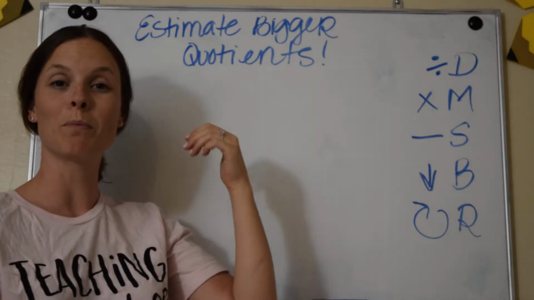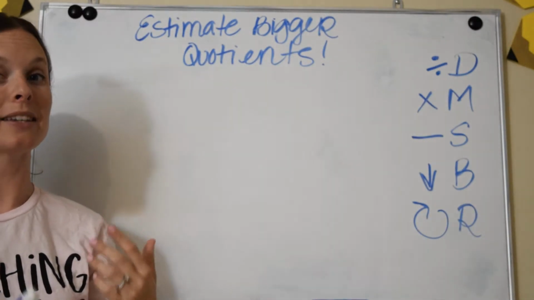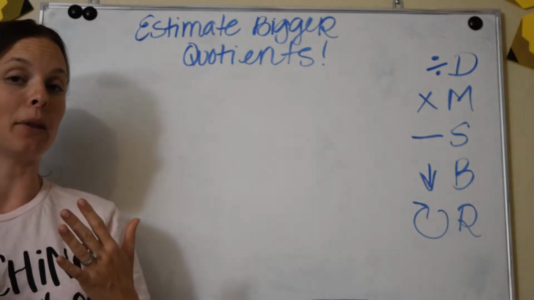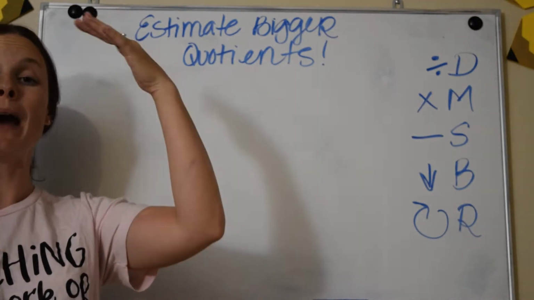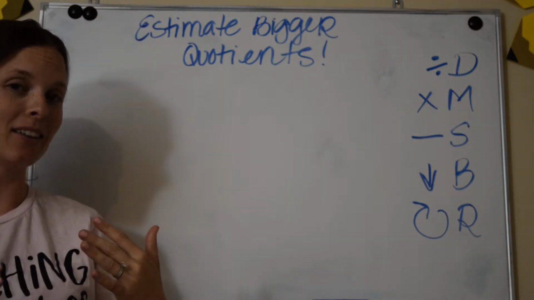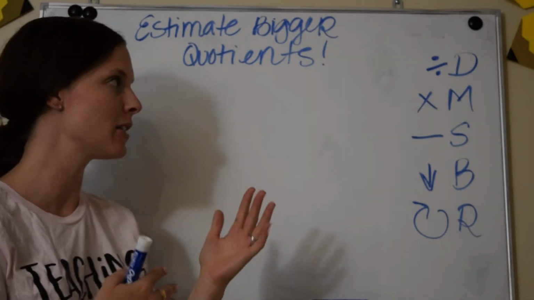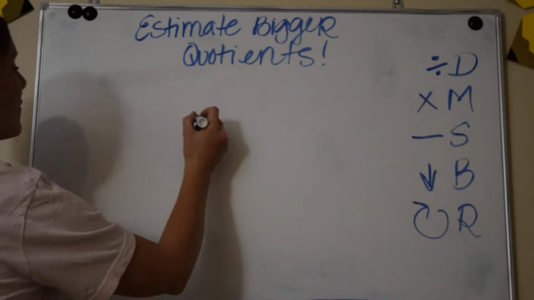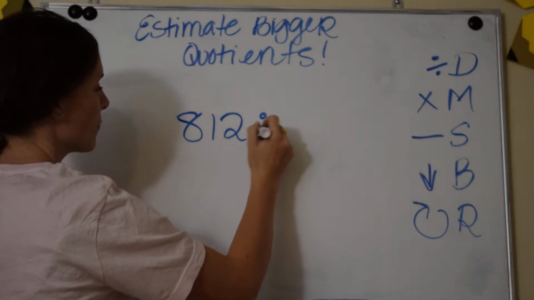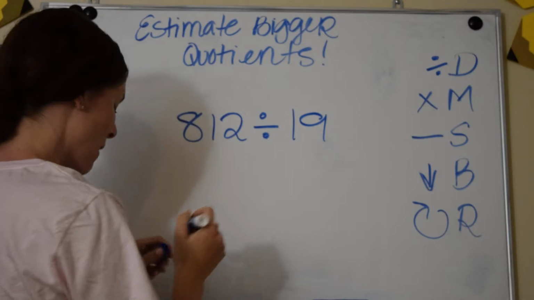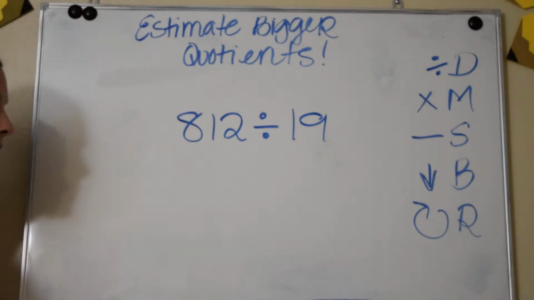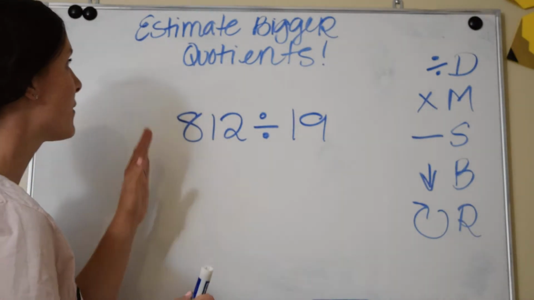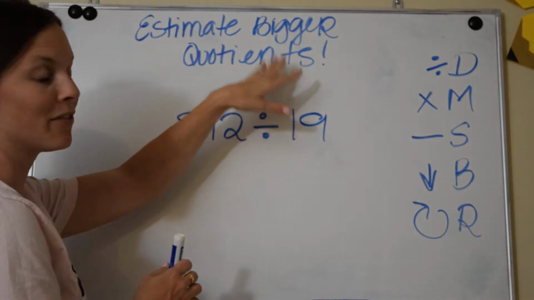What's great is, remember when we estimated products, we rounded the numbers to find a fact family, and that's where you can use those patterns with the powers of 10 to be able to solve mentally. So let's go ahead and see what that looks like. If we had 812 divided by 19, you might think, gosh, that's going to be a long division. We have a two-digit divisor, but don't panic. This lesson is on rounding to find the answer.